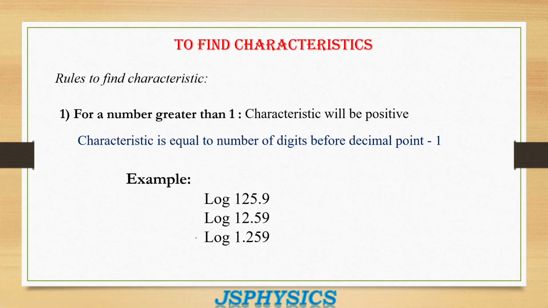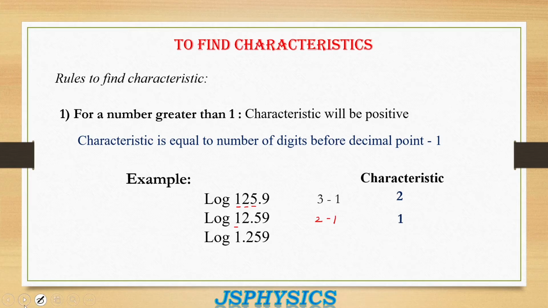Now, as per this rule, the numbers are greater than 1. So here this number have 3 digits before decimal point. So according to our rule, the characteristic we can find by finding the number of digits before decimal point, means 3 minus 1. So that gives me the answer 2. So characteristic for 125.9's log will be 2. The second number is 12.59. Here we have 2 digits before decimal point. So now we'll write 2 minus 1. So that gives me the answer 1. So for 12.59, the characteristic will be 1.